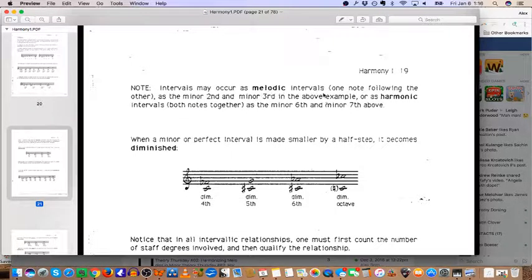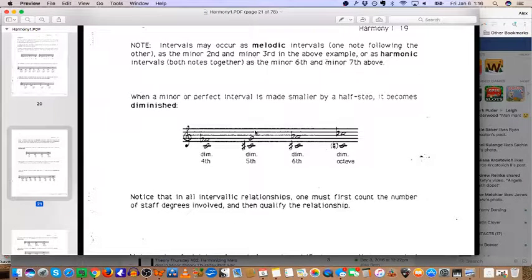Intervals may occur as melodic intervals, one note following the other, as the minor second and minor third in the above example, or as harmonic intervals, meaning both notes together, as the minor 6th or minor 7th above. Okay, when a minor or perfect interval is made smaller by a half step, it becomes diminished. Okay, so here was a perfect fourth, and made it smaller with a half step, becomes a diminished fourth. Here's a perfect fifth, made smaller by raising the lower note, becomes a diminished fifth.